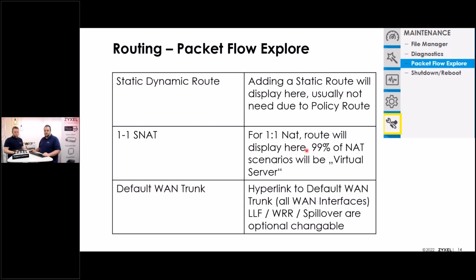One-to-one SNAT is only needed in case you have one-to-one NAT configured. Most NAT scenarios are virtual servers, so this box will usually be empty. But in case one-to-one NAT is needed, you will also find this in Packet Flow Explorer.